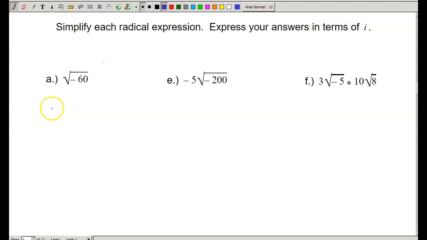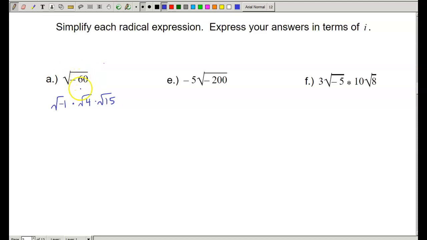First I'm going to take that negative 1 out because that's going to basically be my i term. I know this is an imaginary number. And then I'm going to say, all right, what perfect squares can go into 60? Or again, you could do the factor tree. I know that, let's see here, 4 times 15.